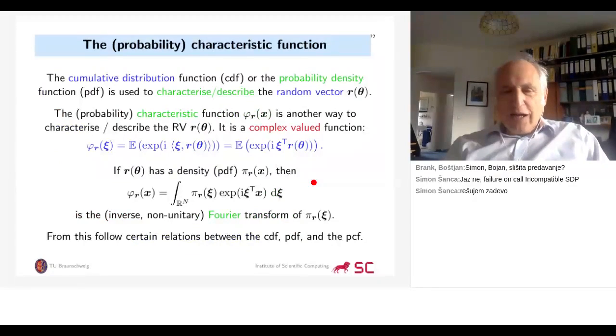So these are two things which work, by the way, in finite dimensional vector spaces like Rn. There are difficulties with these in function spaces and things like that. There often is no density. But the characteristic function, okay, is something which also exists in infinite dimensional spaces. So what is the probability characteristic function, okay? It's another way to describe this random variable.